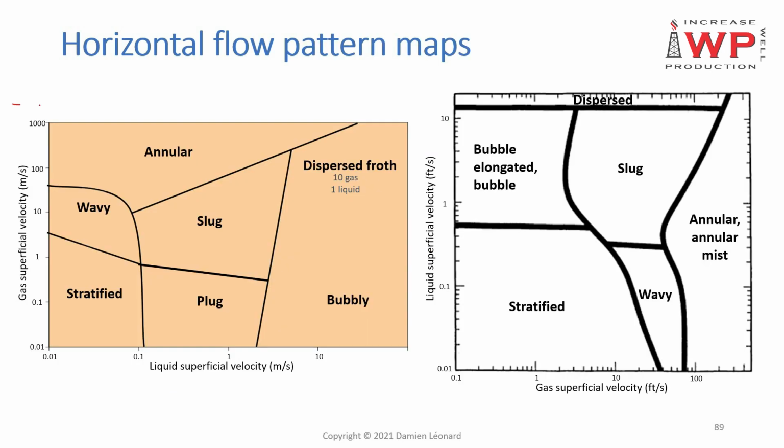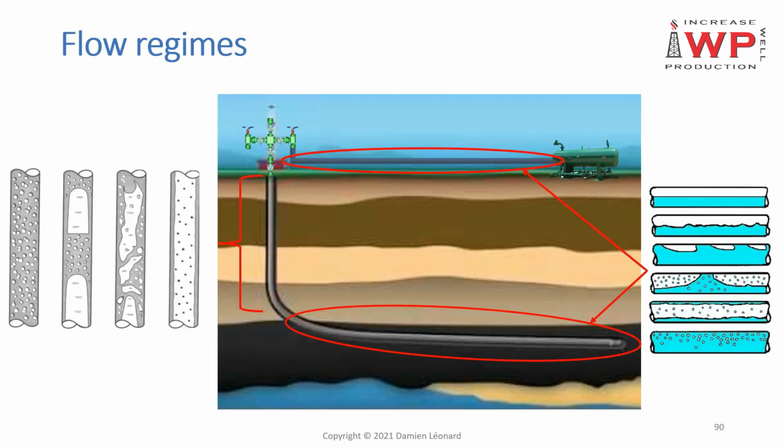So again, two examples of maps. You can see that here again, the axes were reverted in these two maps. There I have the gas superficial velocity, while here on the x-axis, I have the liquid superficial velocity. And you can have different units. It doesn't really matter.